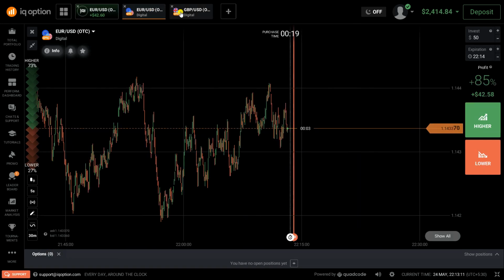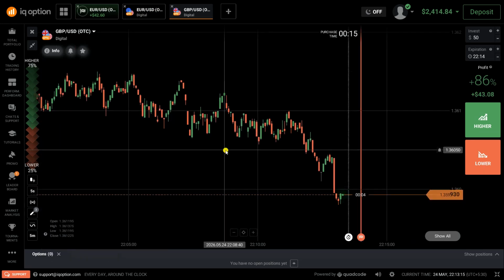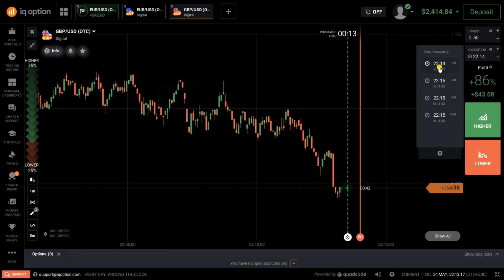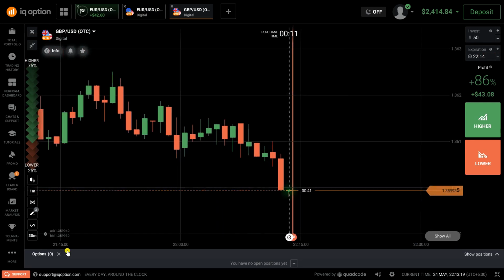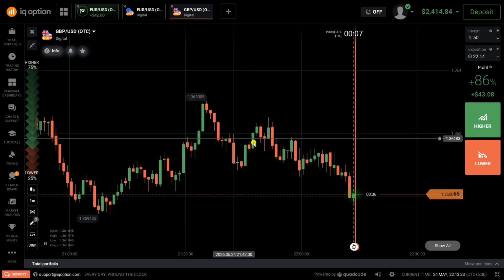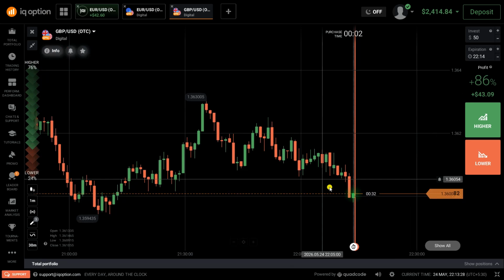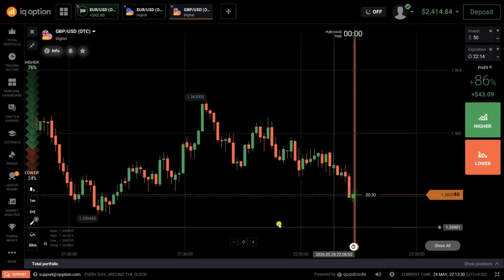Let us go back to GBP USD. Change it to 1 minute, and expiration also 1 minute. The platform which I'm using is IQ Option. You can use any platform based on your comfort, but I prefer IQ Option or Xnova to place the trades.